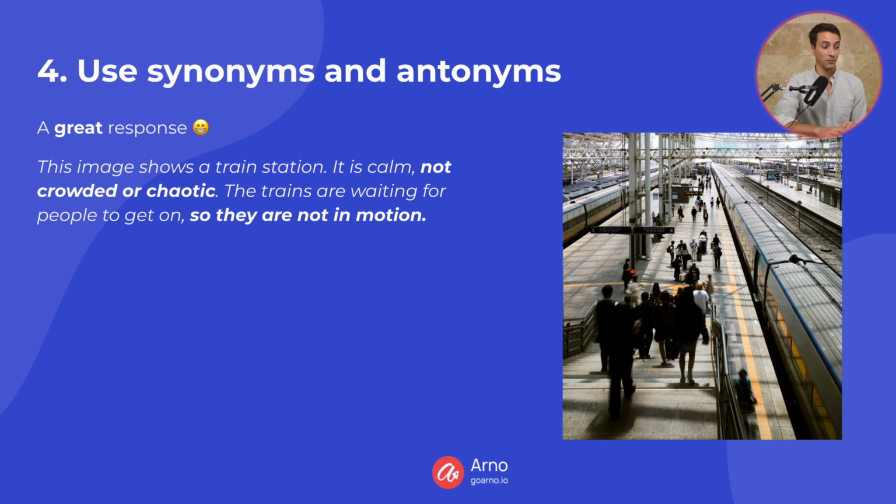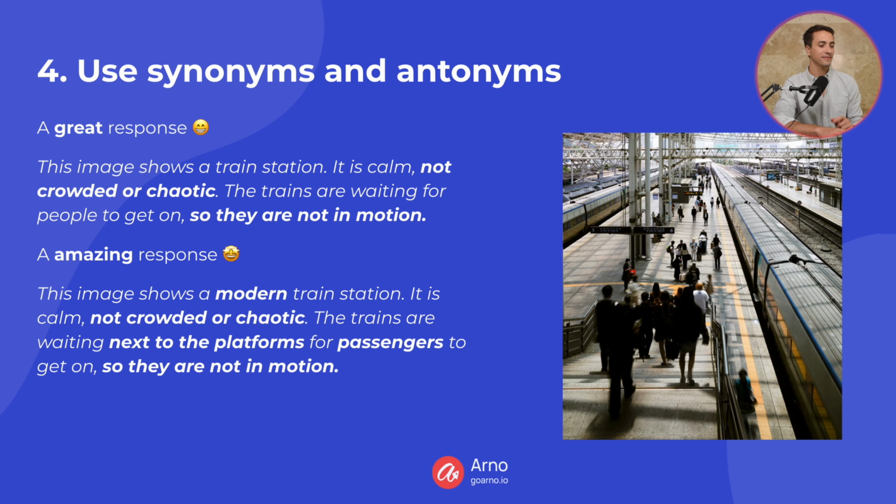So let's take this great response, using this trick of using synonyms and antonyms, to make it an amazing response by combining it with the previous tricks we've looked at. This image shows a modern train station. It is calm, not crowded or chaotic. The trains are waiting next to the platforms. I'm describing the location of the trains for passengers to get on, so they are not in motion. This would get a very high score on the test.